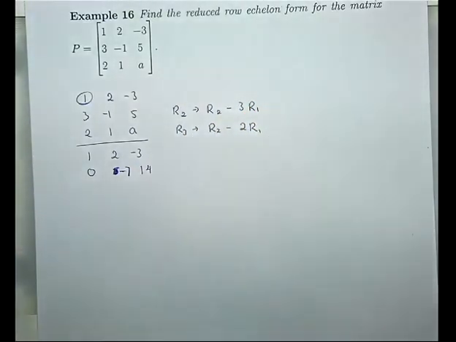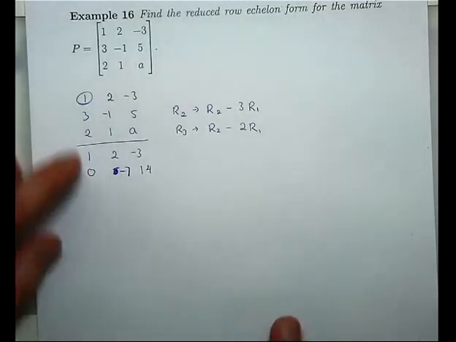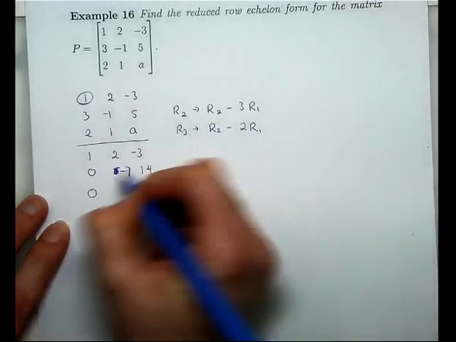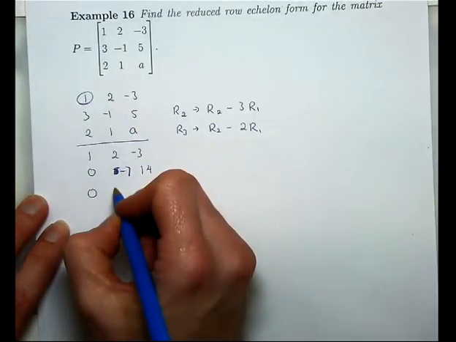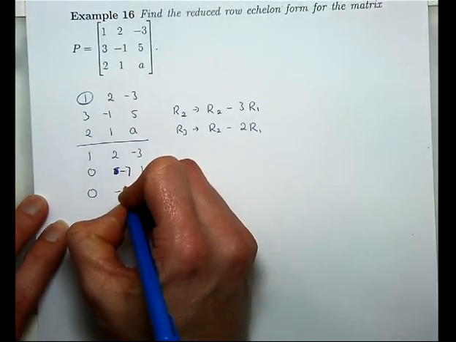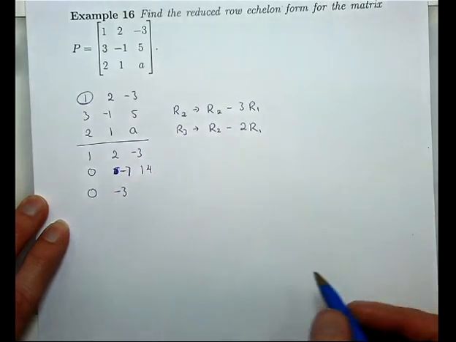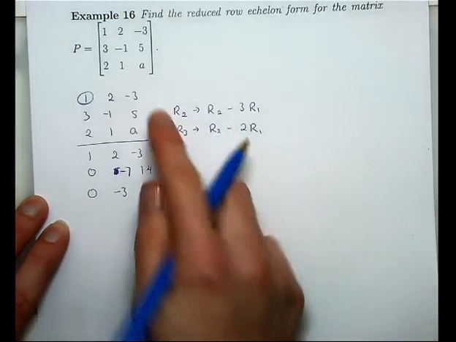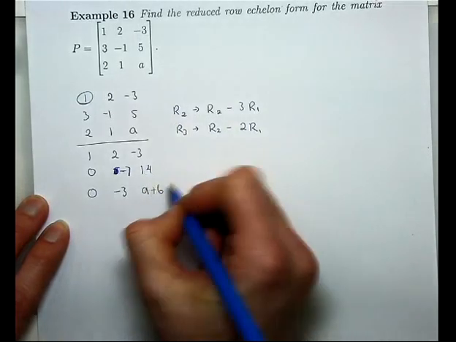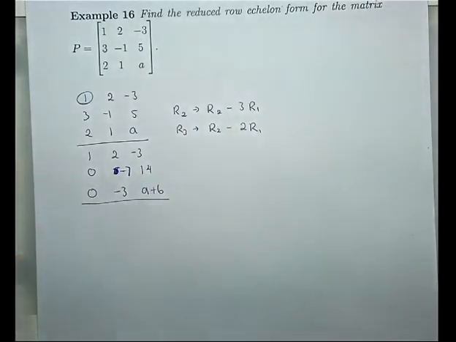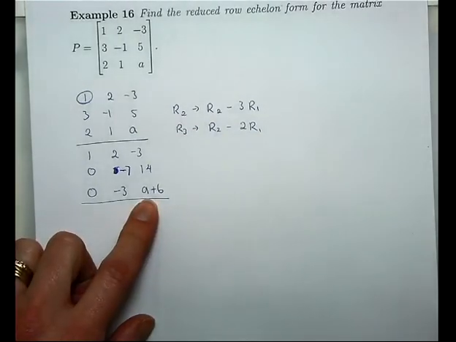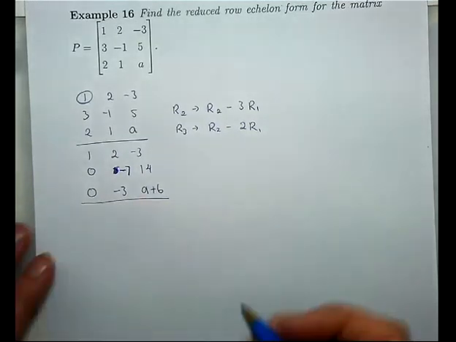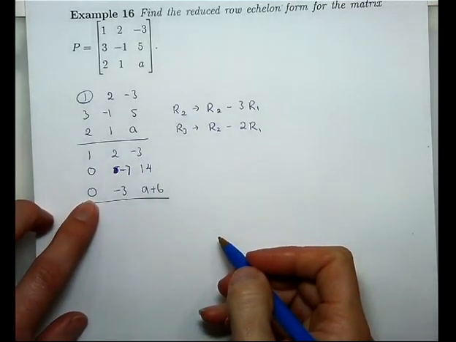Row 3, take away 2 row 1s. We want to do 2 minus 2 so that we get this 0 in this bottom corner down here. 0, 1 minus 2 of those gives us minus 3. And A minus 2 of those, yeah, A plus 6. Don't panic, just write down what it is. There's nothing wrong with A plus 6. Are there any values of A where this is going to cause us a problem? No, not so far. Cool.